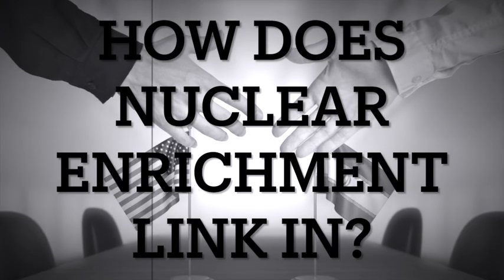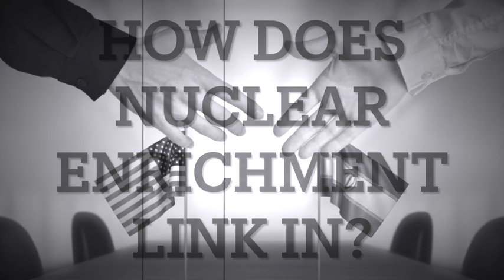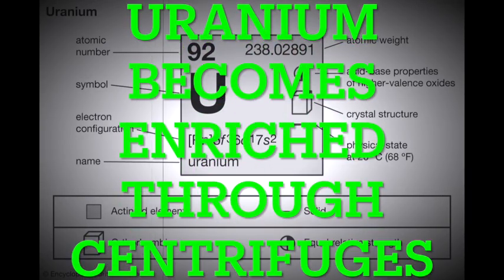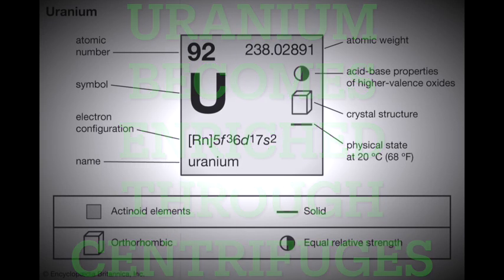Uranium is an element used both in the production of nuclear power and nuclear weapons, but when uranium is enriched, it can be used to create nuclear weapons. Uranium can become enriched by increasing the content of its most fissile isotope, U-235, through the use of centrifuges, machines which spin at supersonic speeds.